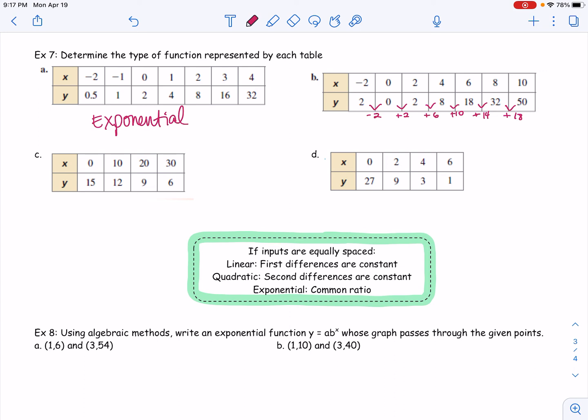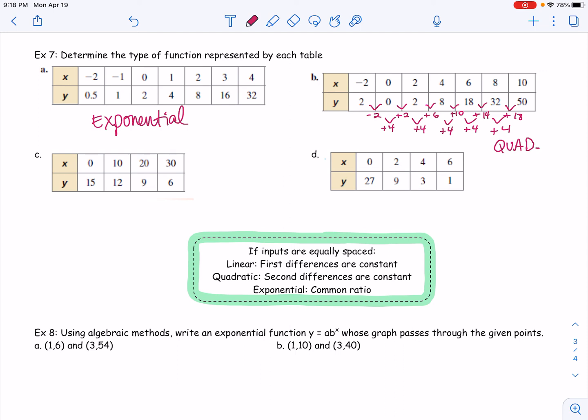Let's check to see if it's quadratic. So I want to check the second differences. So the difference of the differences. So -2 to 2, that would be a +4. 2 to 6, +4. 6 to 10, +4. 10 to 14, +4. 14 to 18, +4. Those are all constant, which means this is quadratic data.